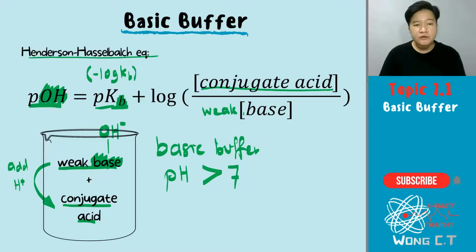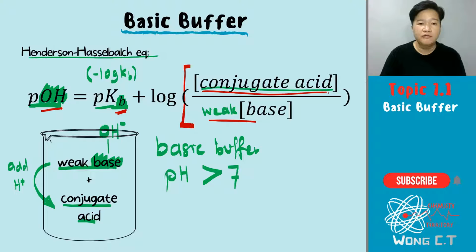Okay? So the formula is actually very similar, but right now in the basic buffer, everything will be in terms of base, where you have the pOH, your Kb, and also your weak base and the conjugate acid. Bear that in mind, the log over here is the log of the entire term. So it's the log of the conjugate acid over the weak base.